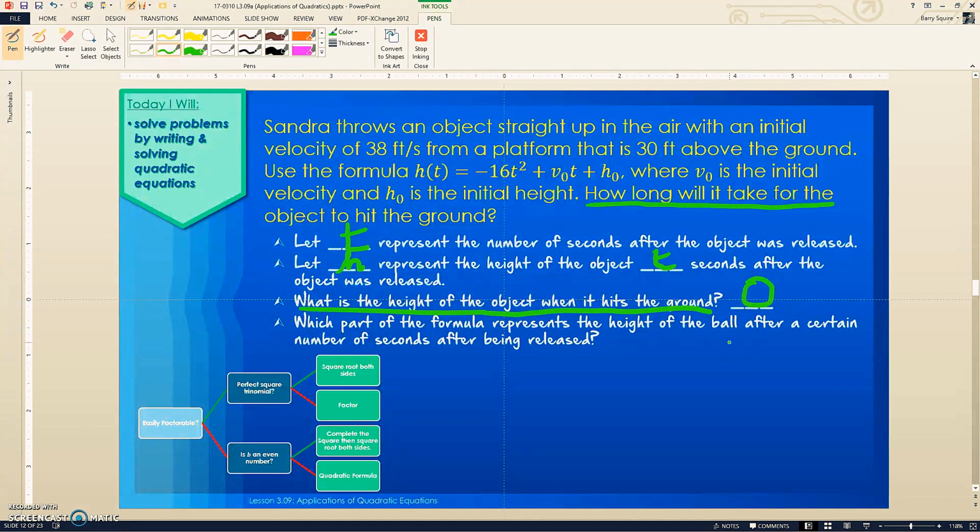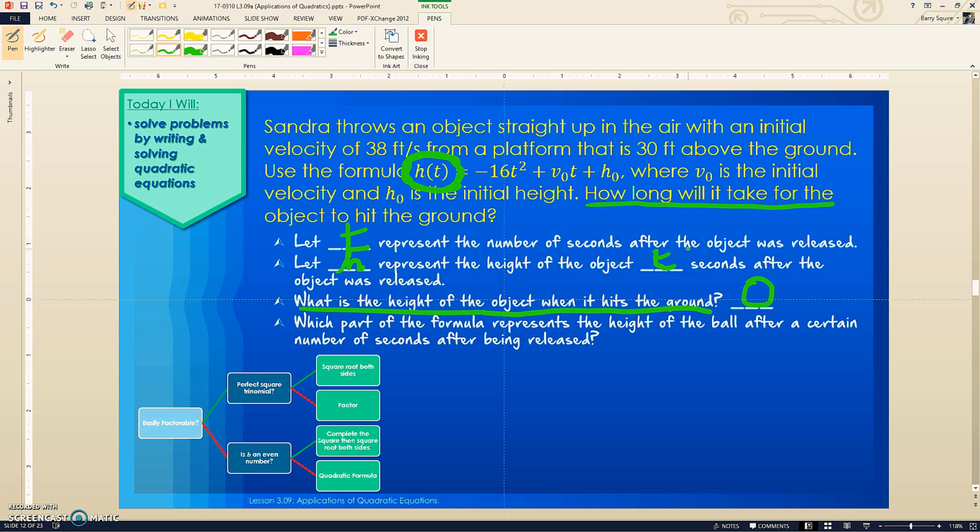And we want to know which part of the formula represents the height of the ball after a certain number of seconds after being released. That's just so we can understand what's in this formula. That's the h of t. That represents the height at a certain time. Okay? And so they gave us our v0 and our h0. So we just need to plug those in and solve our equation.